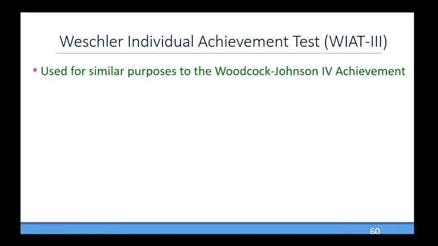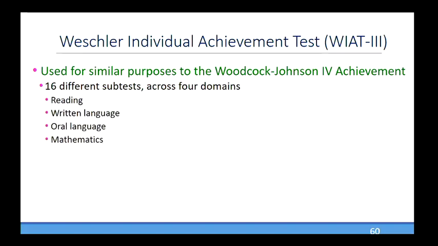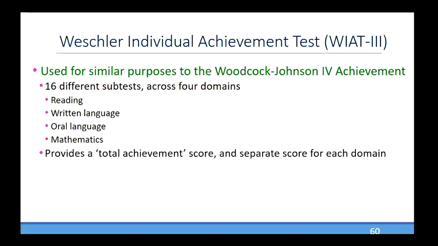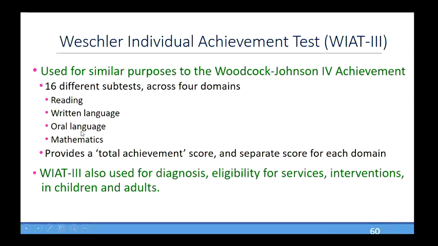Now, the individual achievement test, the WIAT. Sorry, I lost my place. The Wechsler Individual Achievement Test is very similar to the Woodcock-Johnson, but it doesn't go into quite as much detail. It has 16 subtests across 4 domains: reading, written language, oral language, mathematics, but it doesn't have the science component. It provides a total achievement score and a separate score for each domain. The good news is it does have that oral language component, which is really good for spotting dyslexia. The WIAT is also used for diagnosis, eligibility for services, and interventions, just like the Woodcock-Johnson test would.